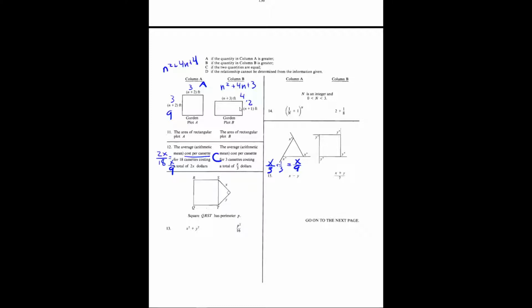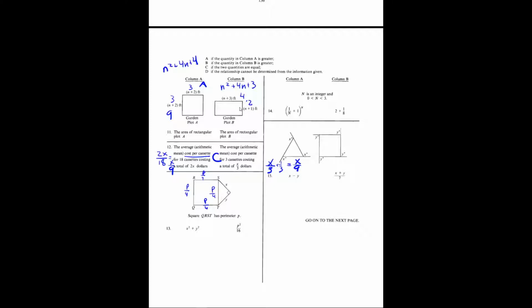Number 13, square QRST has a perimeter of P. So one way to look at this is that means that each side is P over 4. And they want to know x squared plus y squared versus P squared over 16.